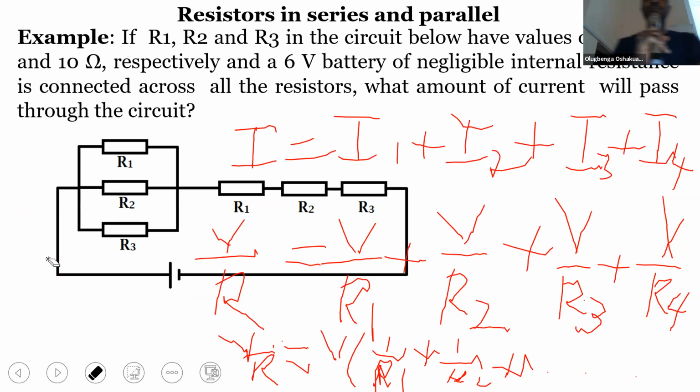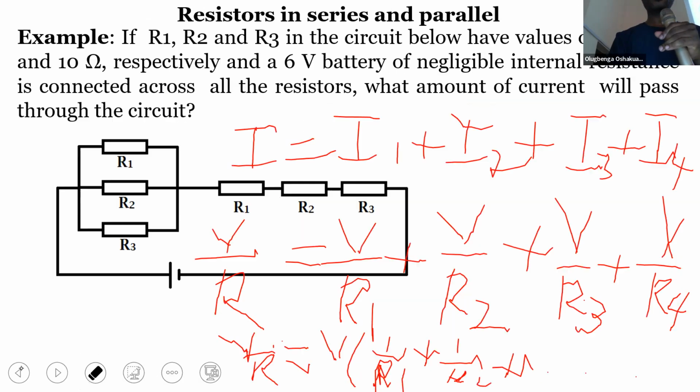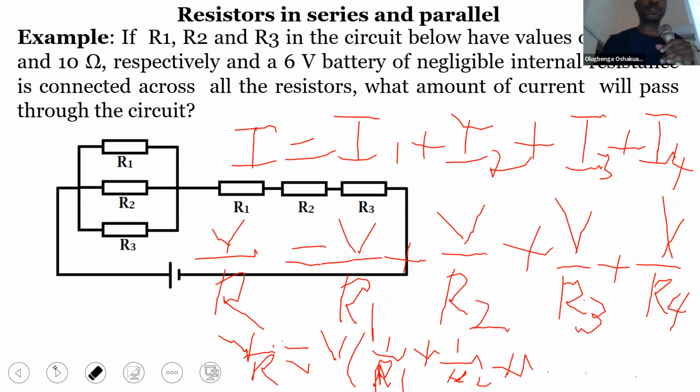So now we have an example that says R1, R2, R3 in the circuit below have values 2 ohms, 5 ohms, and 10 ohms. And a 6-volt battery of negligible internal resistance is connected across all the resistors. What amount of current will pass through the circuit? Okay, I think we can quickly have this done. Let me think about it.